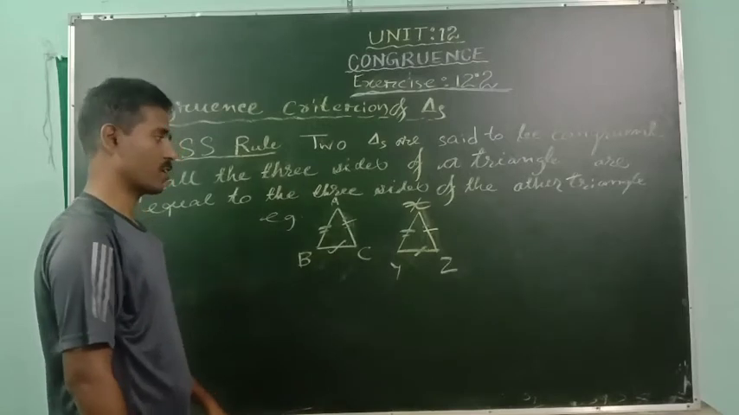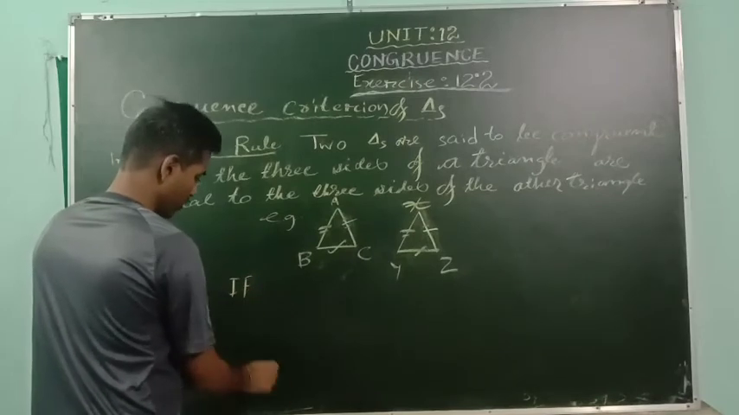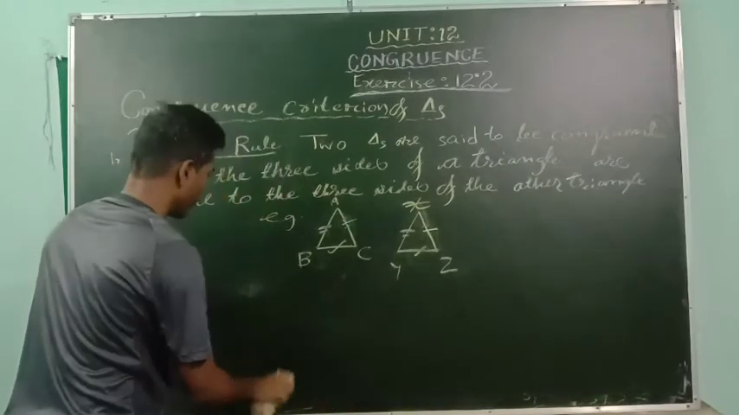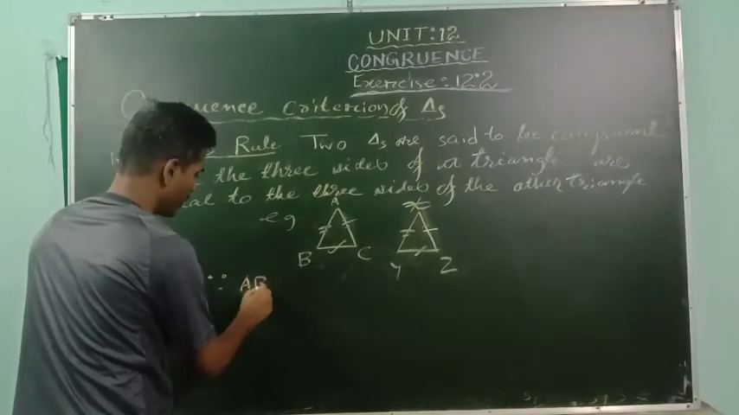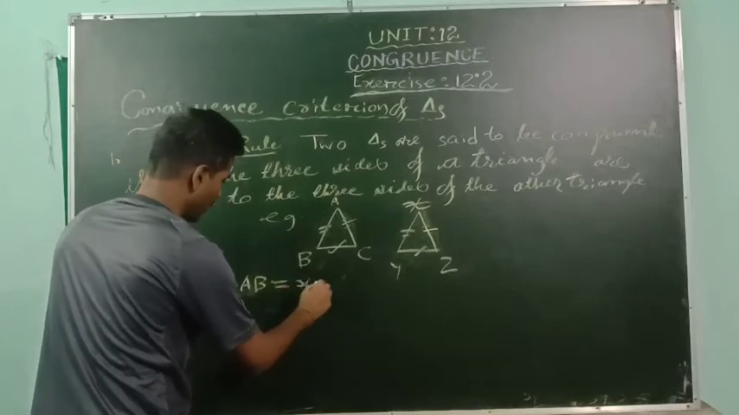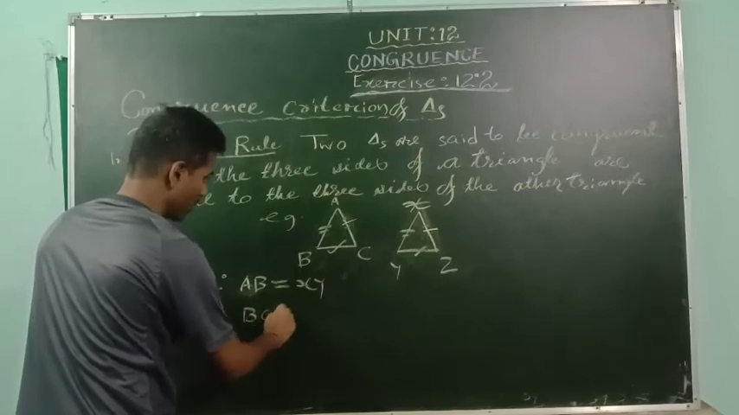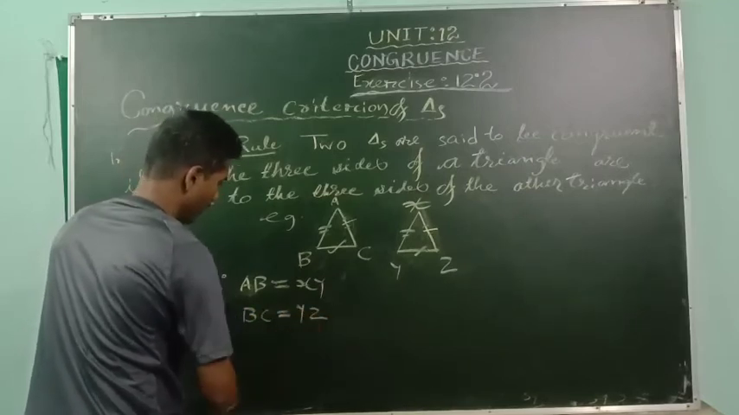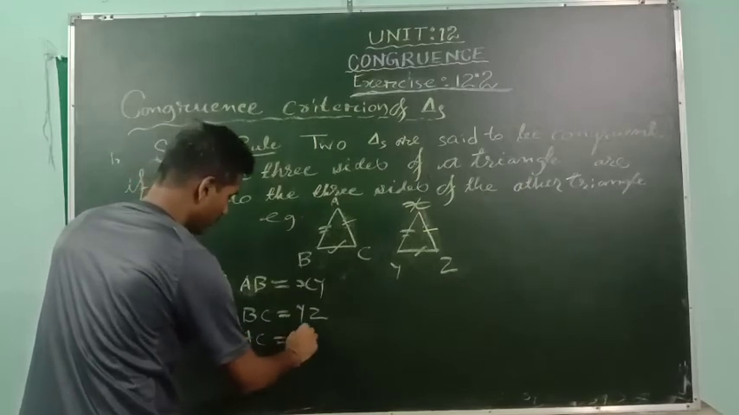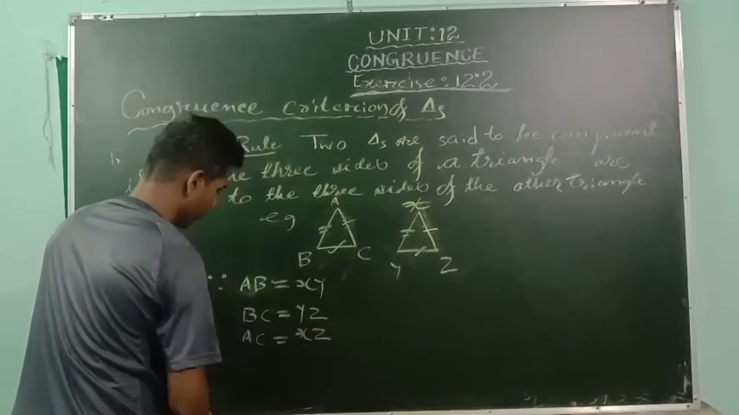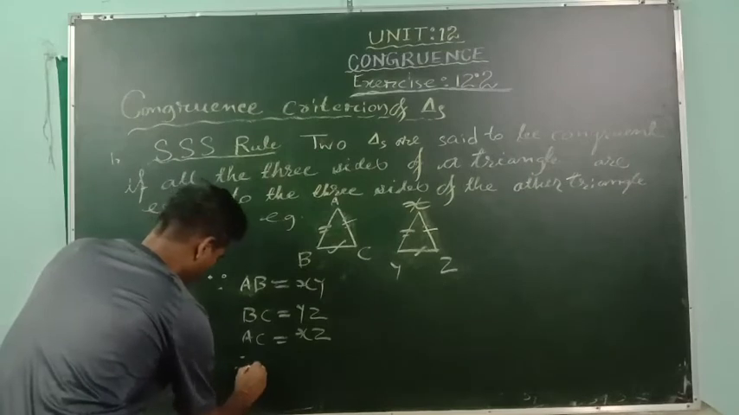What are the conditions? Since AB equals XY, BC equals YZ, and AC equals XZ, therefore triangle ABC is congruent to triangle XYZ.